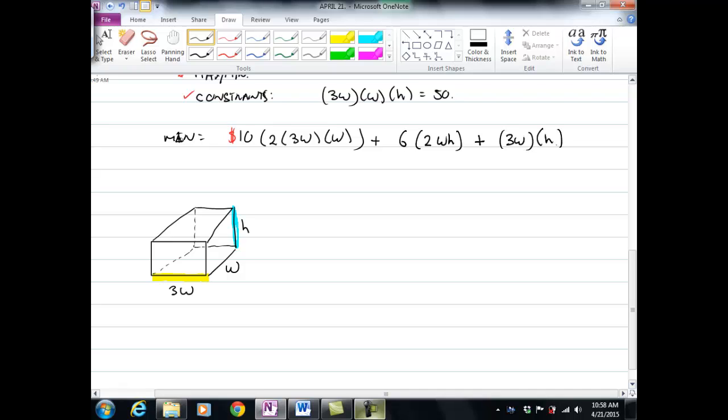H times 6, because there's 6 sides altogether. Sorry, what? Because it's 4 sides, right? No, because the reason why is these are different. This is WH, this is 3WH, okay? So now, this is too messy, guys.